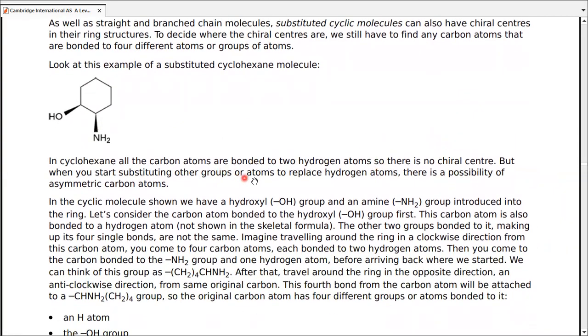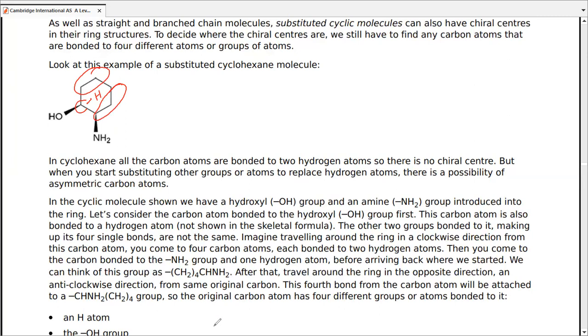Now, since hydrogen atoms can be replaced by substituting other groups or groups of atoms on them, there is a possibility. In the cyclic molecule above, we have a hydroxyl group and an amine group introduced to the ring. Let's consider the carbon atom bonded to the hydroxyl group first. This carbon is also bonded to a hydrogen atom, and we never show this hydrogen atom as part of the skeletal formula. The other two groups bonded to it, which make up its four single bonds, are not the same. This part is not the same as this entire part.